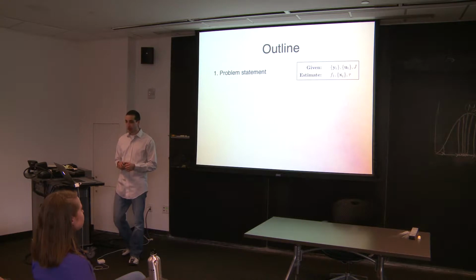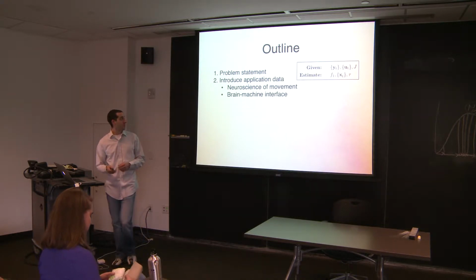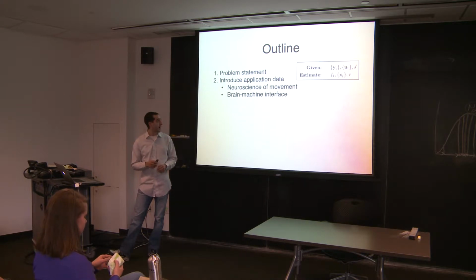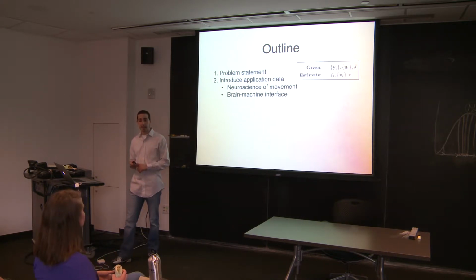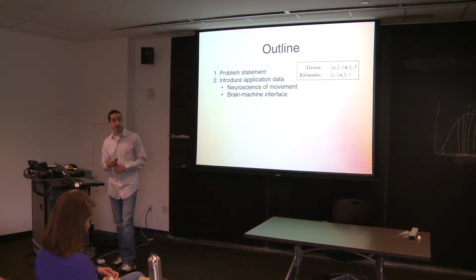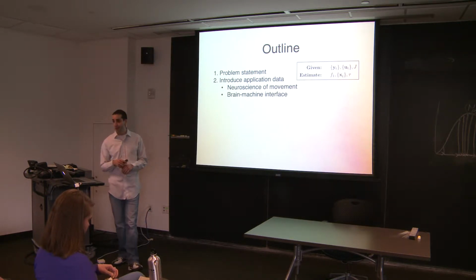So just an outline of where we're going. That was the problem statement. I'm going to introduce the data that we're interested in applying this to. So I'll give a little primer on the neuroscience of movement, and then I'll talk about where we get our data from, which is a brain-machine interface setup, which is this full system.